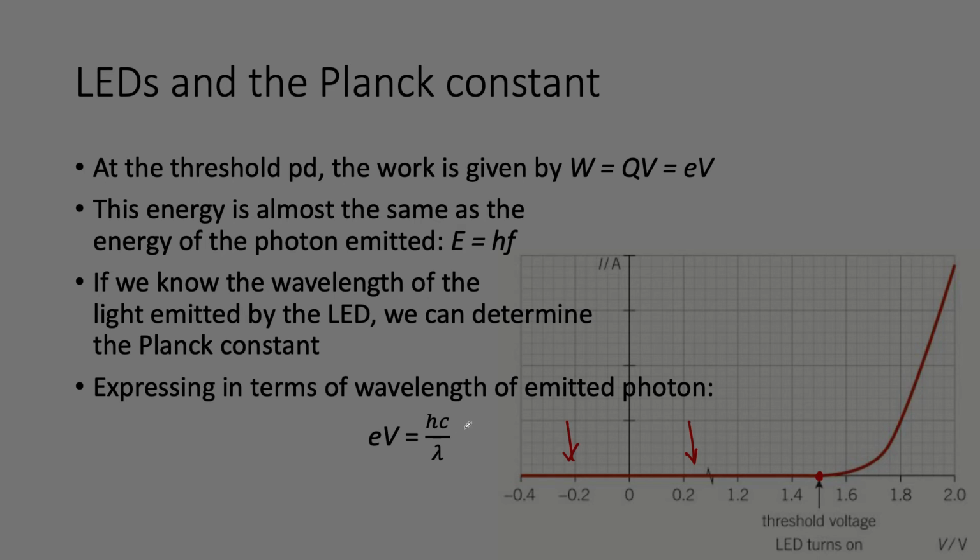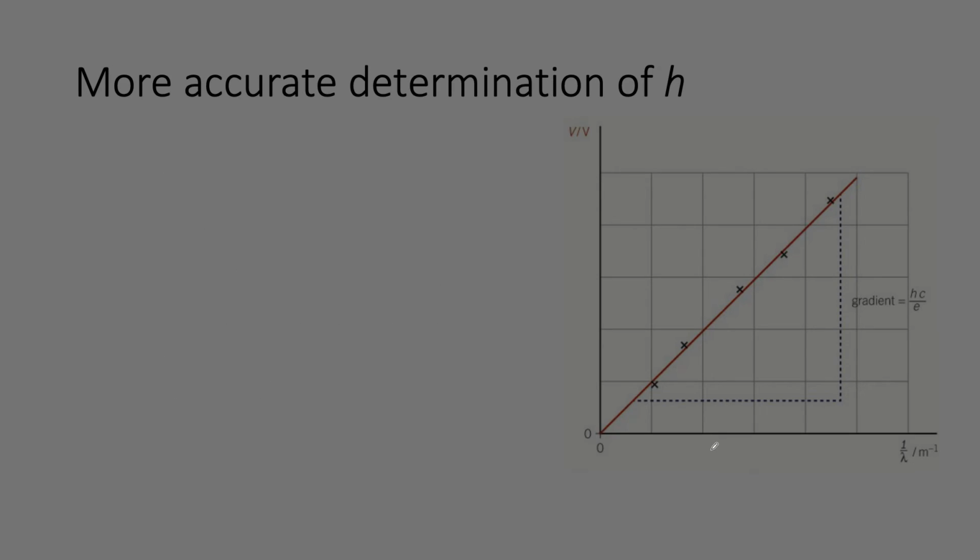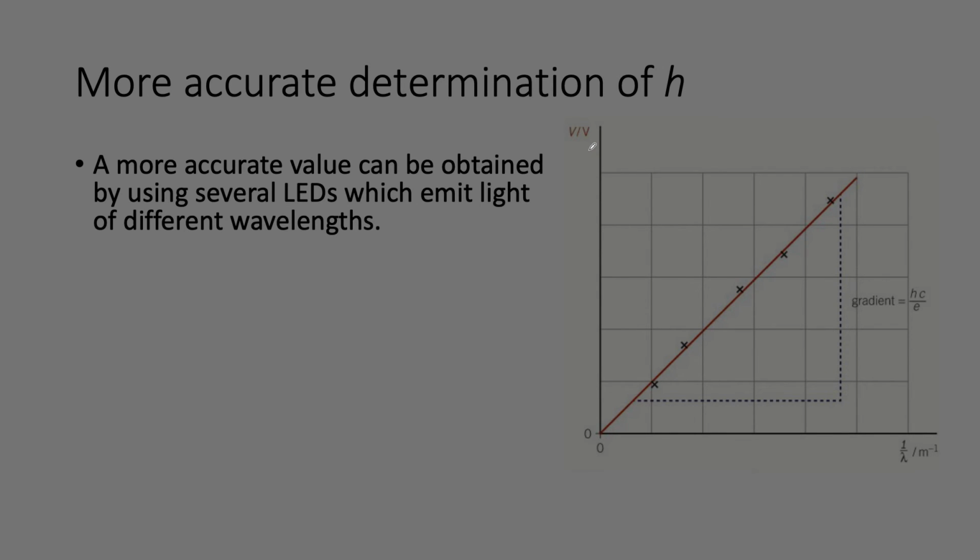However, we can do it more accurately if we use a series of LEDs. Instead of doing this once, we'll do this several times. We want to know this threshold voltage, but we want to use several different LEDs to be able to calculate a more accurate value. So here's what we do: we use different color LEDs. That means that the wavelength of the light that they give out is different, and we measure their threshold voltage, the potential difference required just to make them light up. So they obviously need to be different types of LED. Each color has its own threshold potential difference.